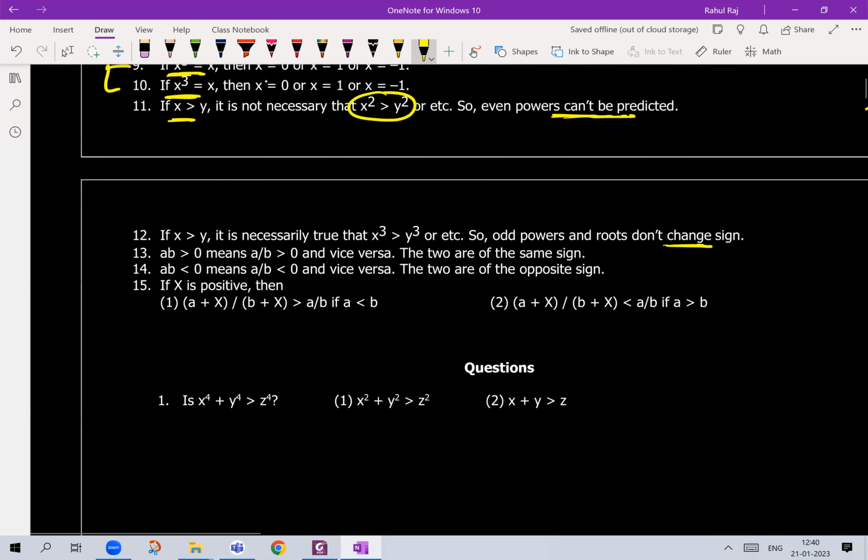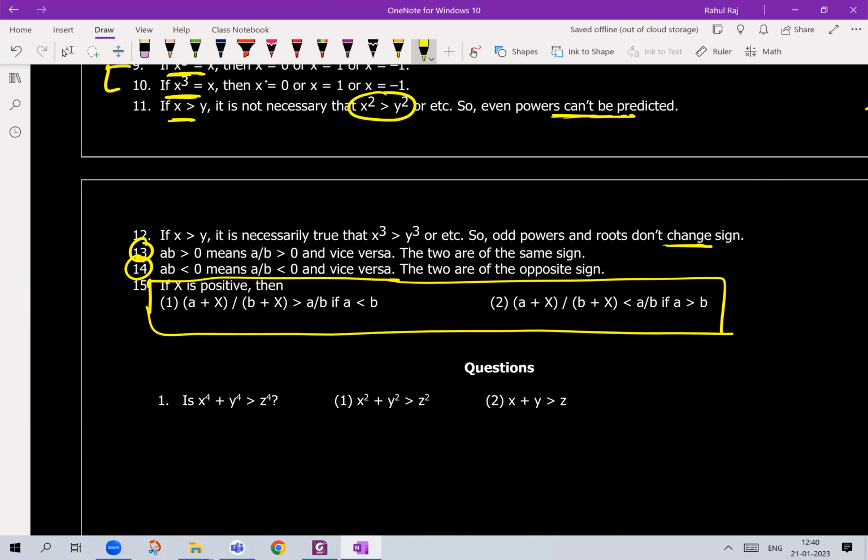So point number 13 and 14 is exactly the same thing. Point number 15 we'll discuss with the question. Don't worry at all, not now. We'll discuss it while we are doing the question.